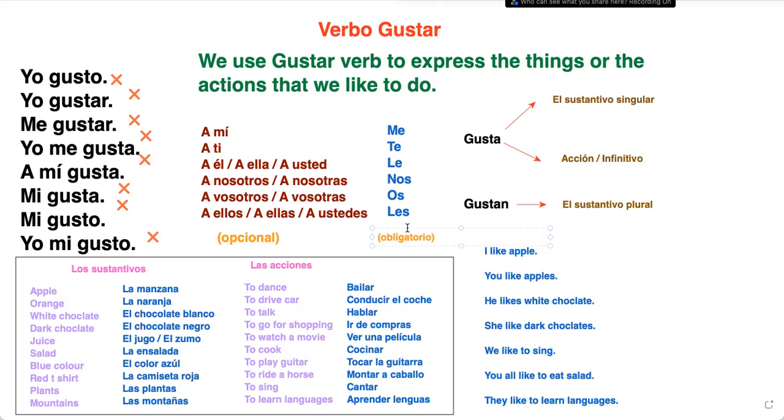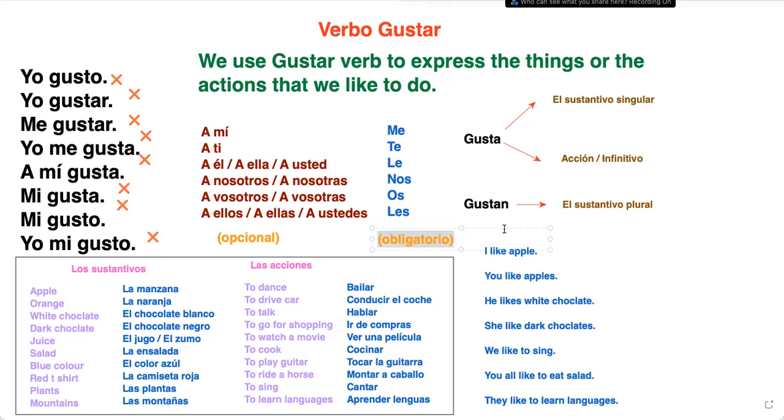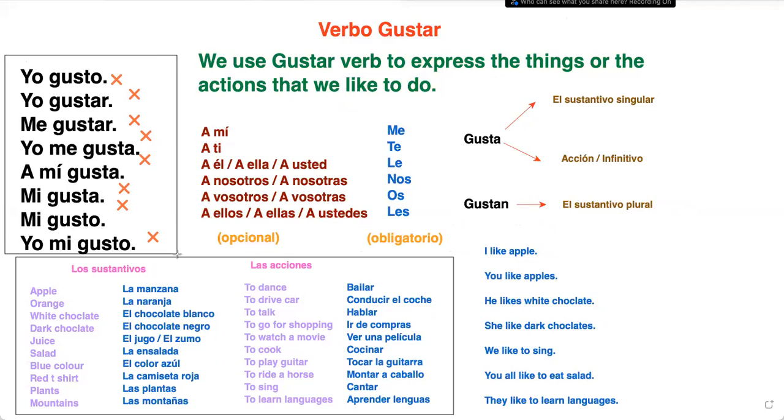Everyone has a different way of teaching. I'm just making it easier for you, though it may not be the authentic or correct way. However, if you are going to follow these steps that I have taught, it will be very helpful to you in using the gustar verb, right? Okay.